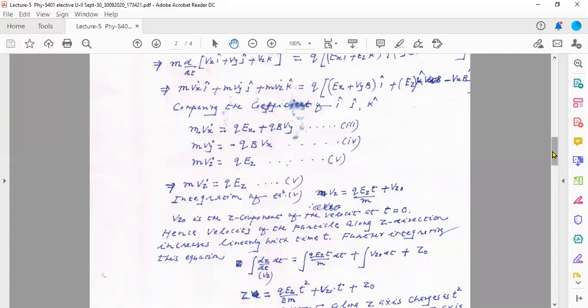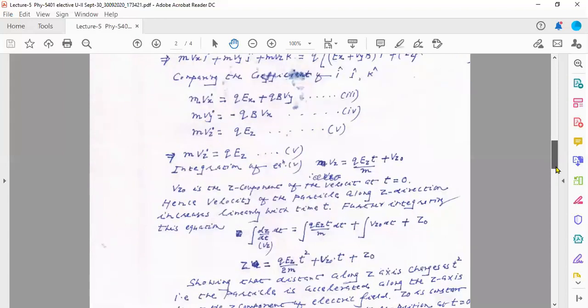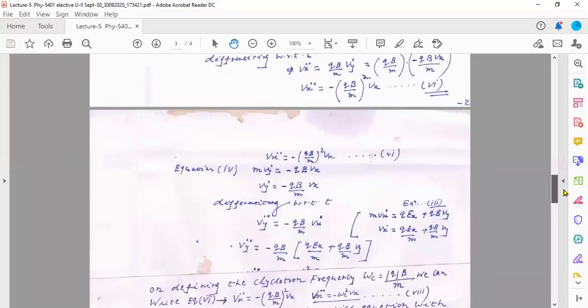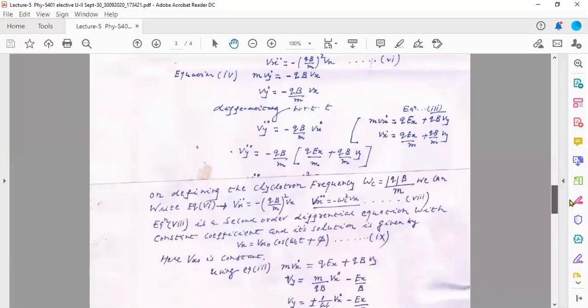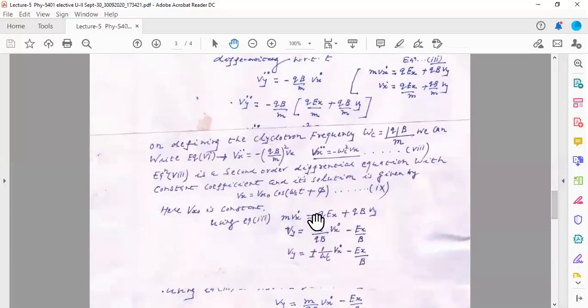I'm rewriting the same equation for your reference so you can understand. Now I want to find Vy, so I write Vy and divide by QB both sides. If you simplify this equation, you get Vy equal to m over QB Vx dot minus Ex over B.